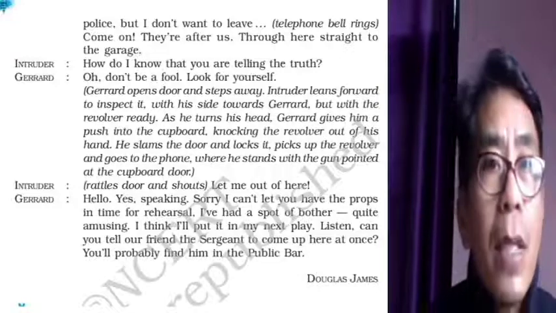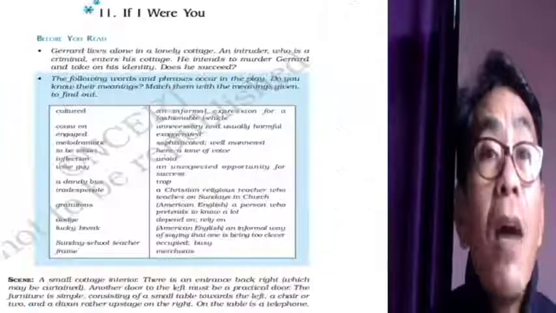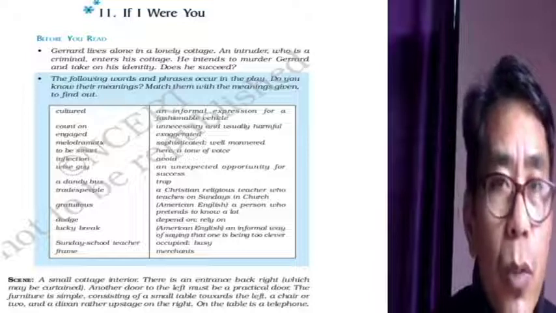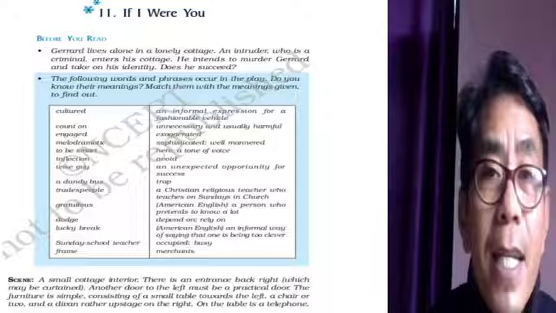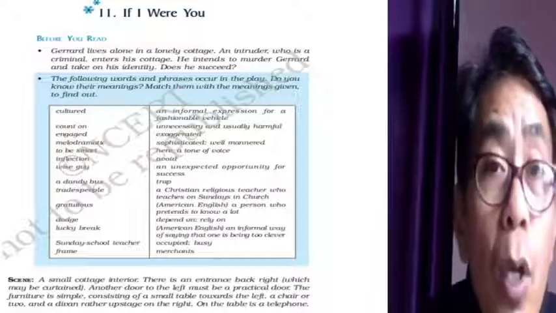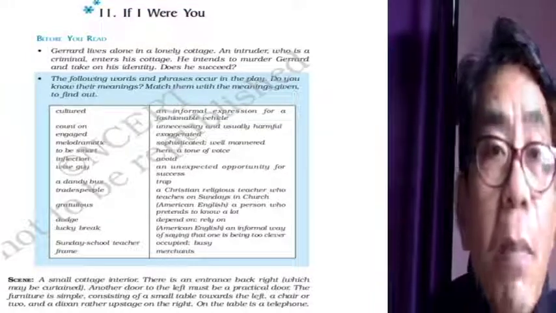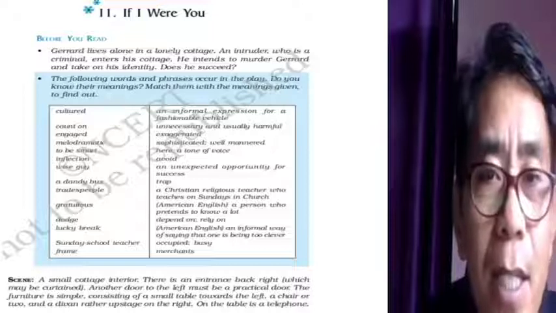So that is the play, If I Were You. Now, were you able to understand why we have the title If I Were You? The intruder was trying to steal the identity of Mr. Gerard. You got it?